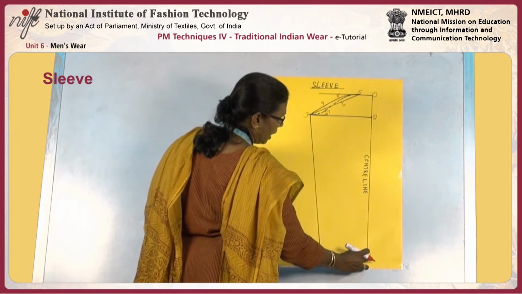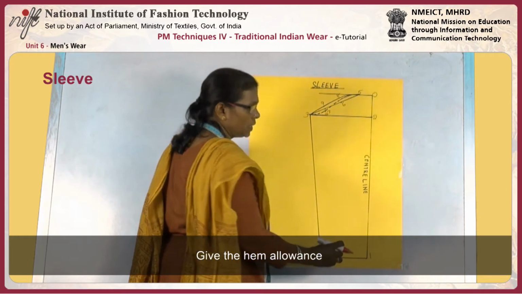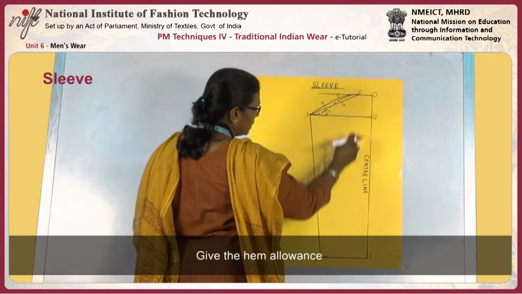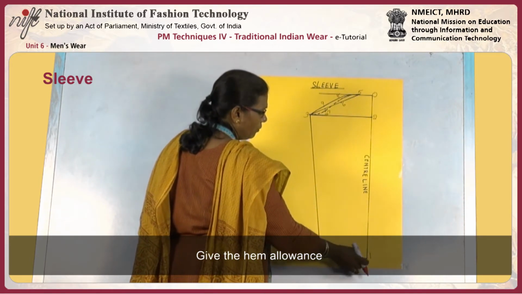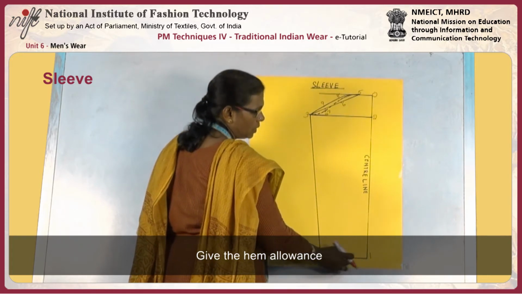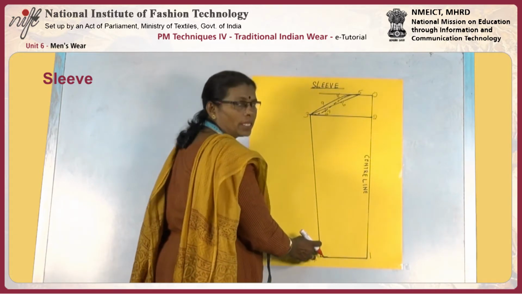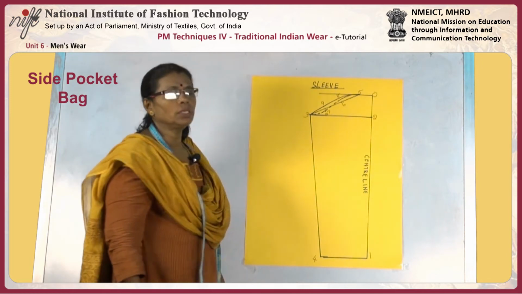And you can add the allowance. If it is a narrow hem, the hem allowance is included with this. If you want to give 1 inch hem allowance, we should add the hem allowance at the bottom. Now the side pocket.